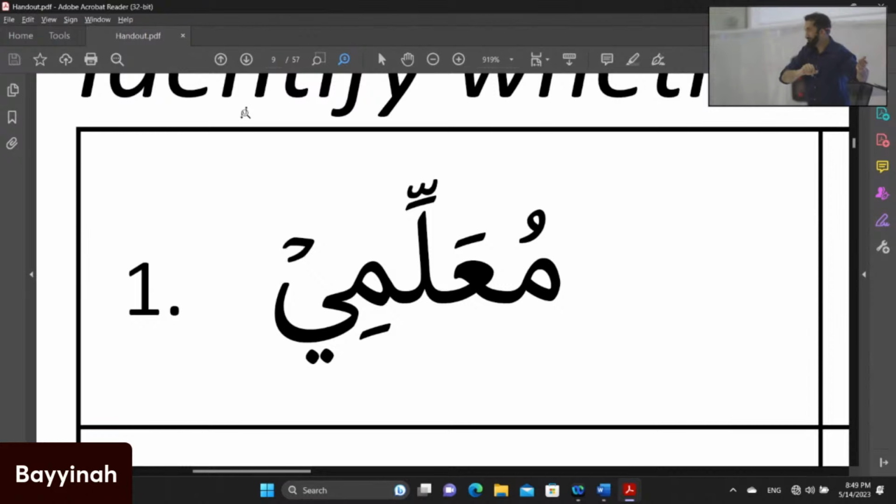Muallimi. This is a light, plural, nasab or jar combination. It's the masculine chart. It's ina. It's just the light version. So the answer here is what? The correct answer here is what? Light. Okay? That's number 1.